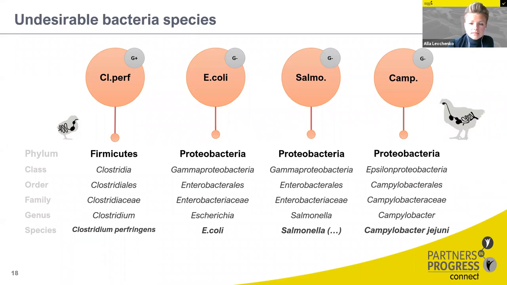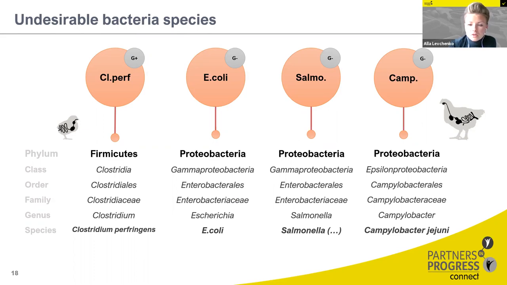In general, protein-rich diets containing relatively high concentrations of poorly digestible proteins lead to high concentrations of the remaining protein in the intestine, and thus act as a substrate for the bacteria, and more specifically for Clostridium perfringens. But we also see that E. coli, Salmonella and Campylobacter belong to the proteolytic type of proteobacteria.